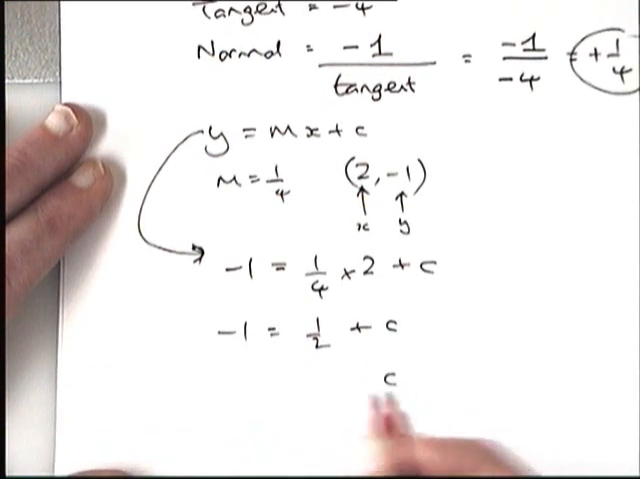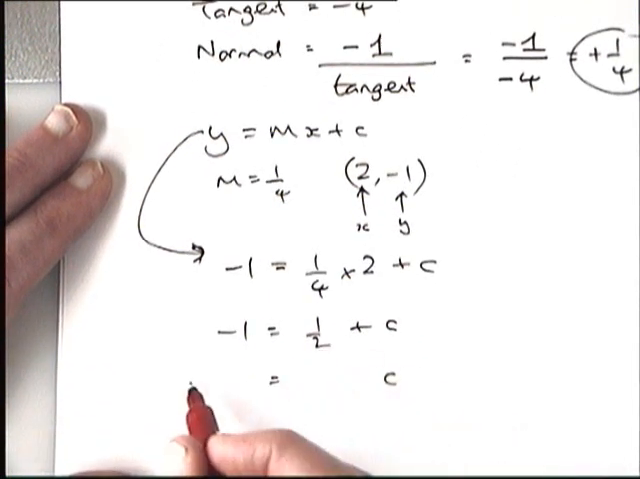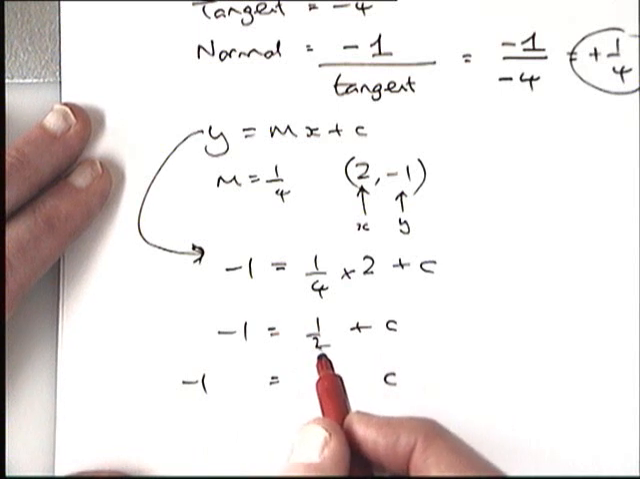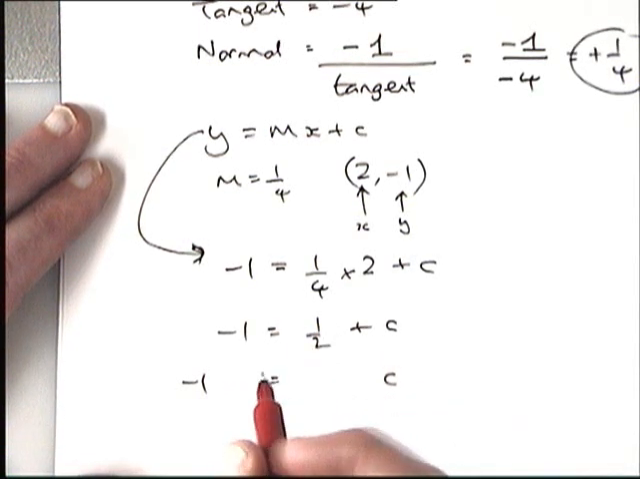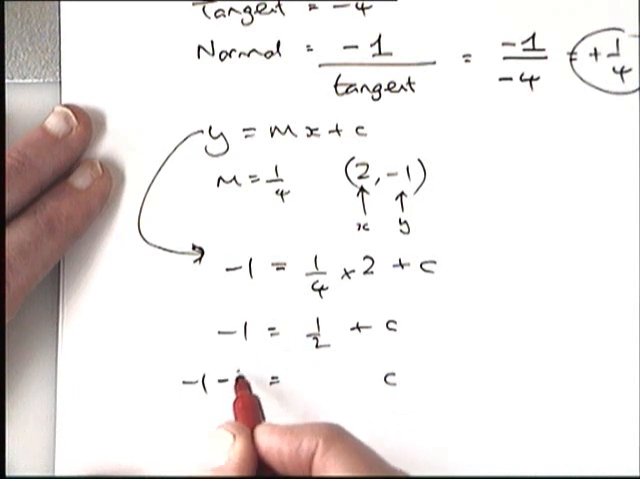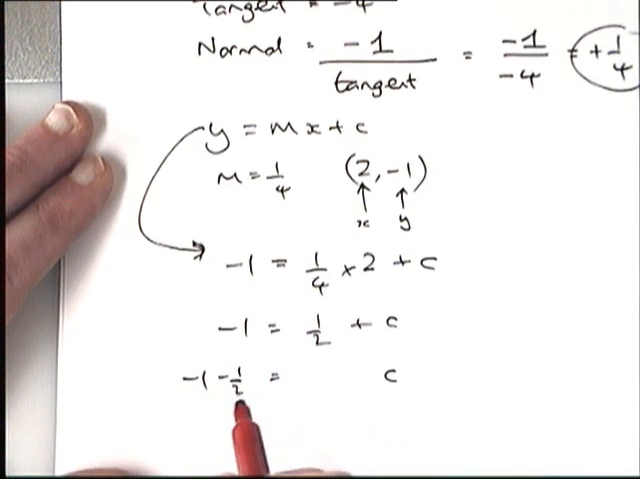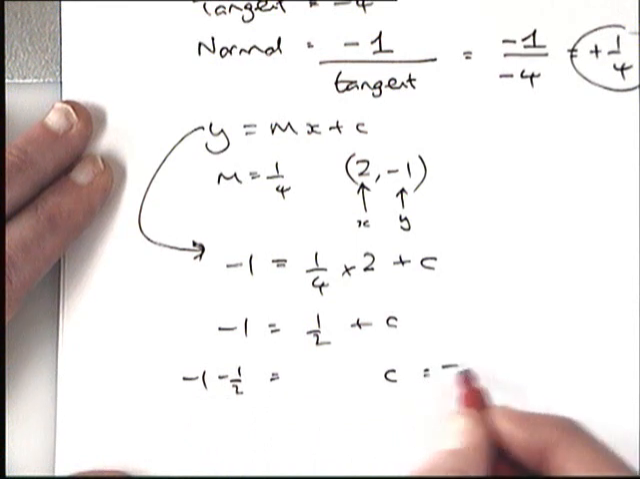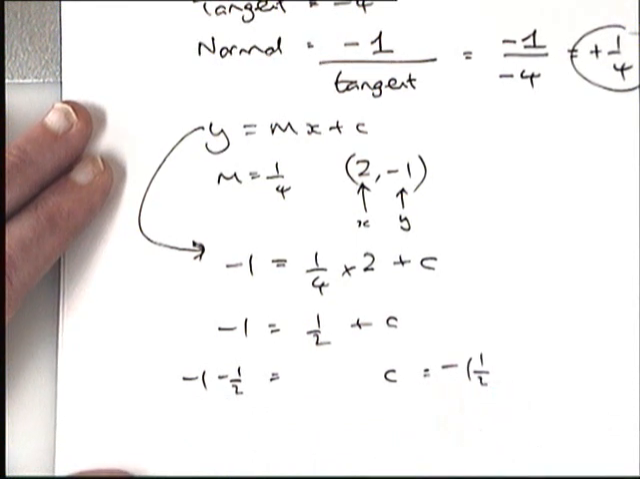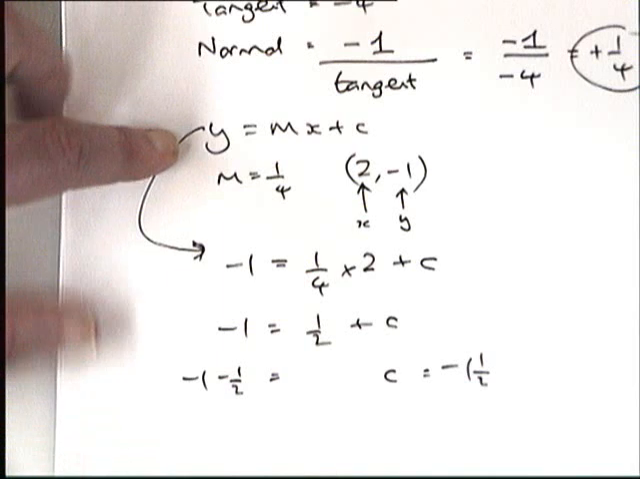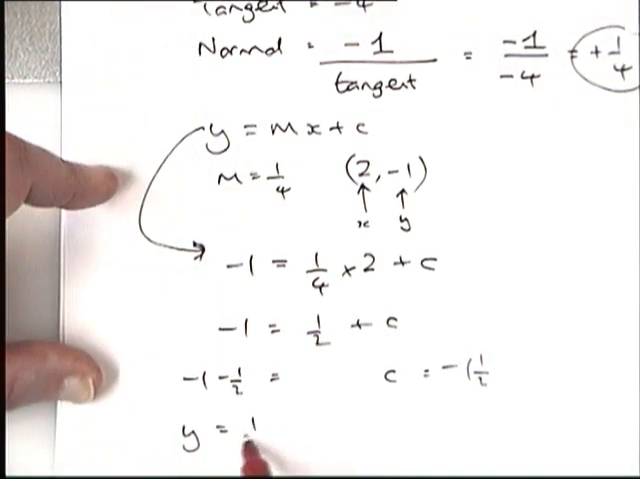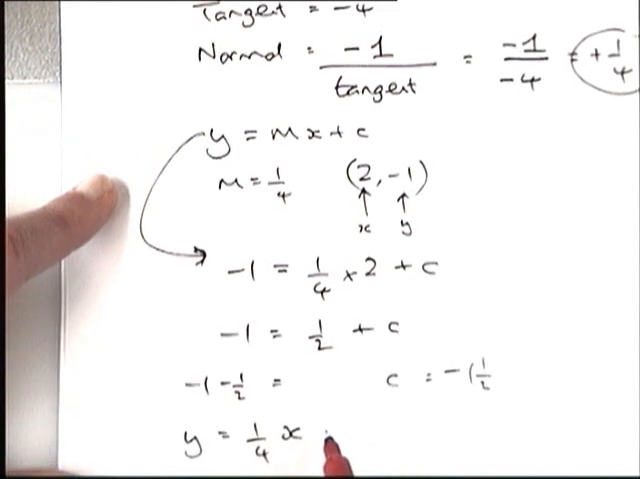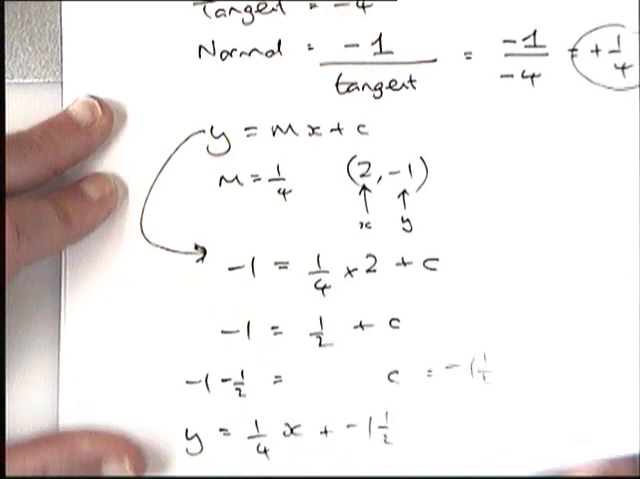Now I want to know what c is, so I need to move this half. If it's a positive half over here, if I move it to the other side of the equals, its sign changes. So it's a minus a half. And minus 1 minus a half is minus 1.5. So that's what c is. So I can write my equation down now. y equals m times x plus c, which is minus 1.5.